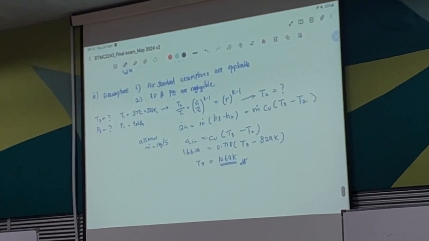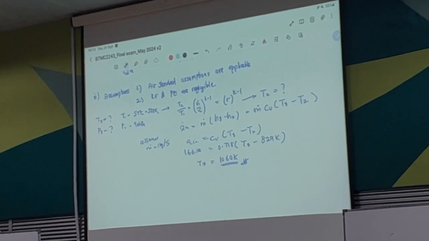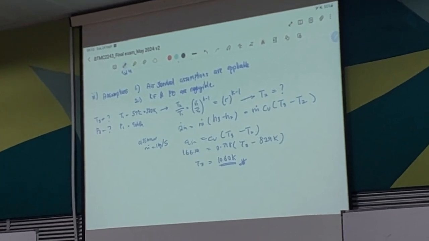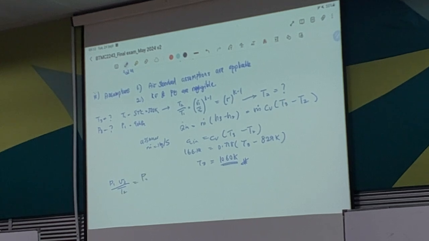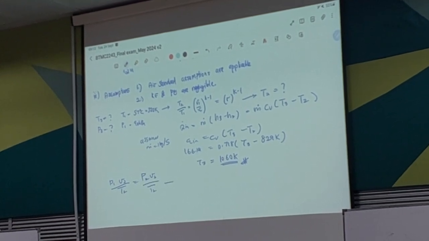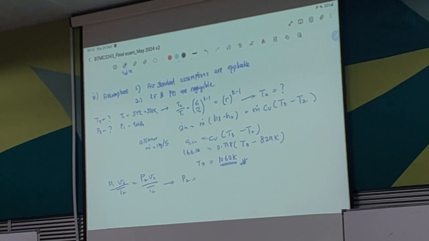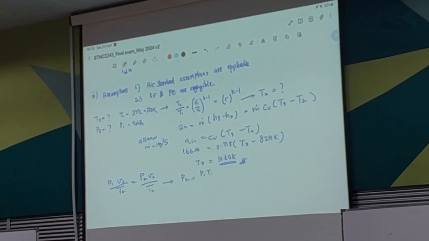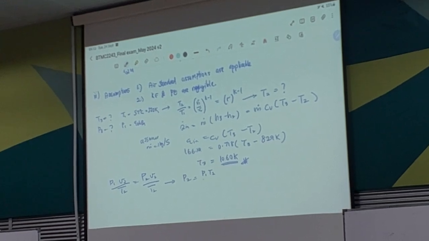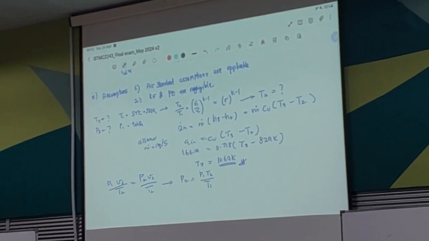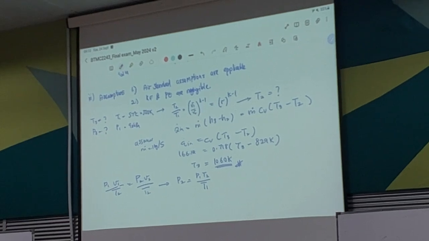As for pressure, don't forget that we are still looking for pressure, not just temperature. So as for pressure, we start from state 1 again. For pressure, you can just keep using the equation of state, or the ideal gas equation. So you can see we know PV over T equals PV over T. So P2 is just P1 times T2 over T1, then V1 over V2, which is r.